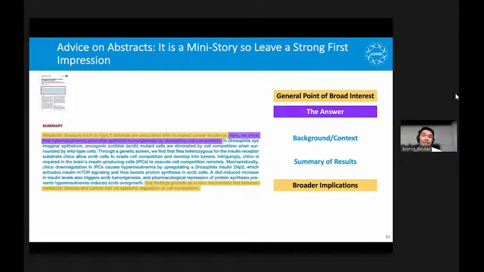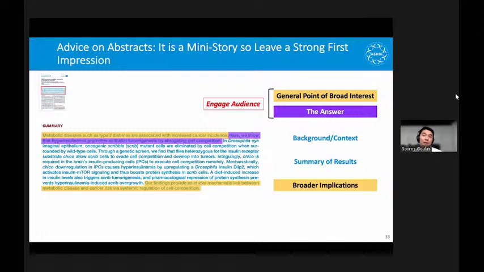A common mistake made by many authors is to literally summarize their paper in the abstract, but instead, you should think of it as a mini story. Let's have a look at our case study. You will immediately notice one unique feature, which is that it is constructed to engage the reader immediately by introducing a general point of broad interest and giving the answer to the study. And only after that does it go back to the hourglass structure of the story, giving the background, summary of results, and the broader implications of the study.